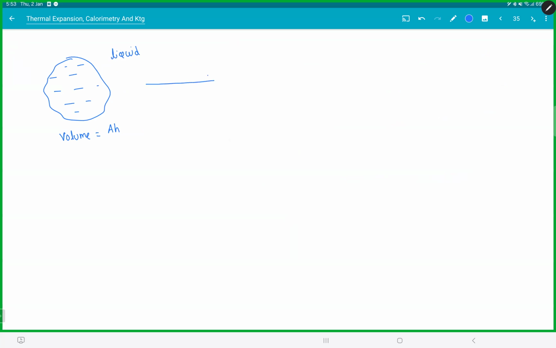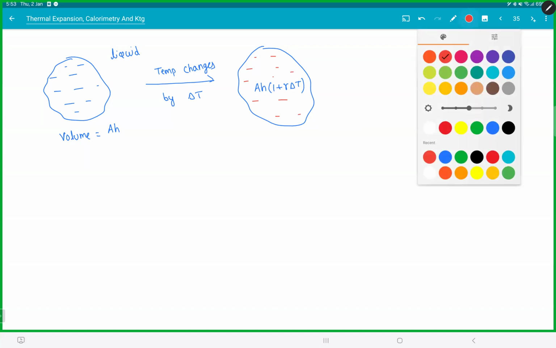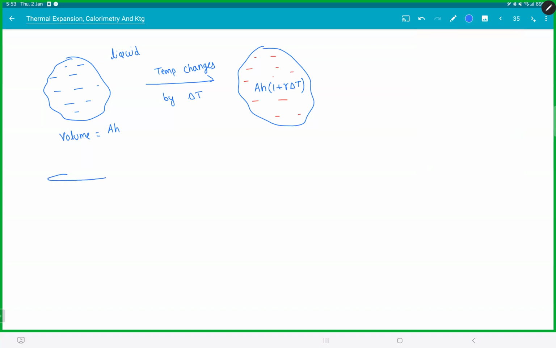Now what you did, you expanded this. Temperature changes by delta T and the liquid becomes a little more. How much will it become? It will become A into H into 1 plus gamma delta T. Agreed, everyone? This is the new amount of liquid. Now, in this process, let's look at the container. So initially your container was like this. The base area is A.